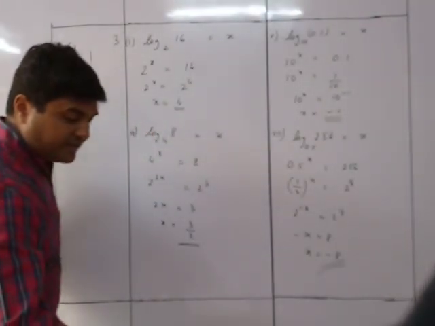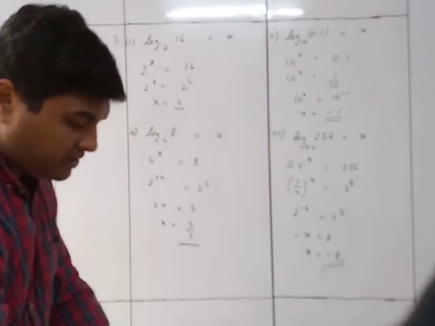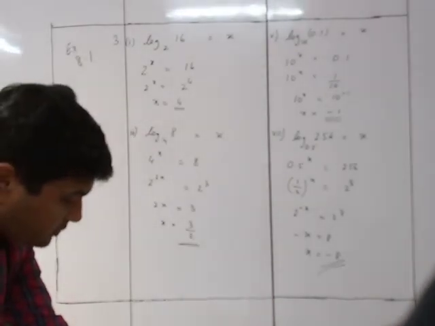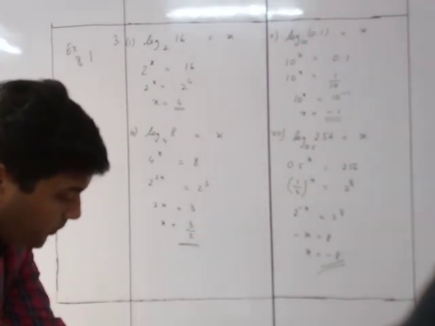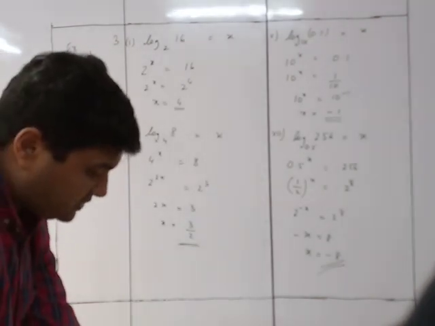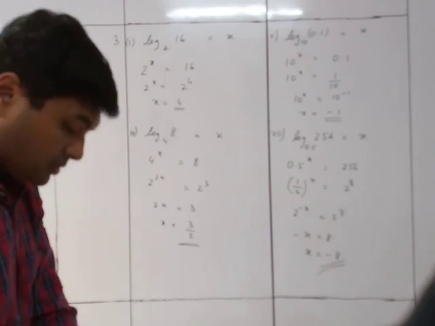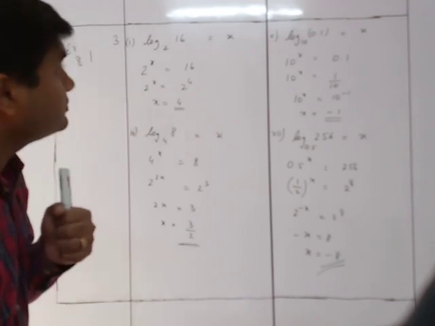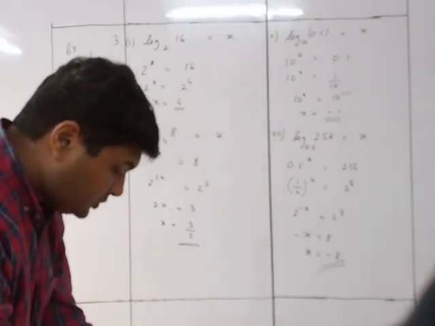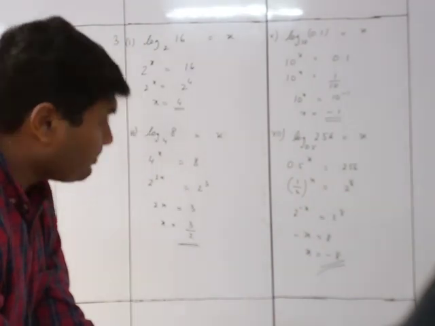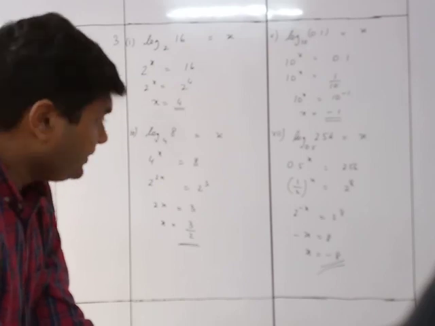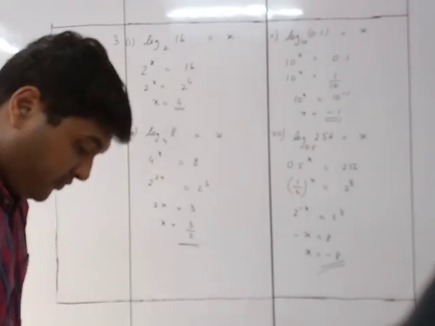Let's check the answers for this third sum. 4 is the first answer, then 3 upon 2, then minus 2. I will just check. It should be minus 1, yeah. And then minus 8.